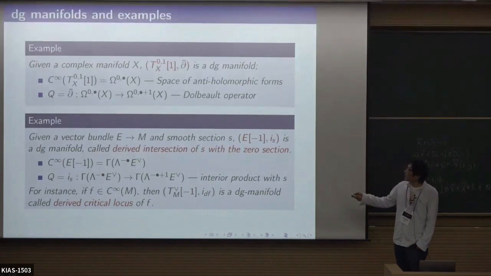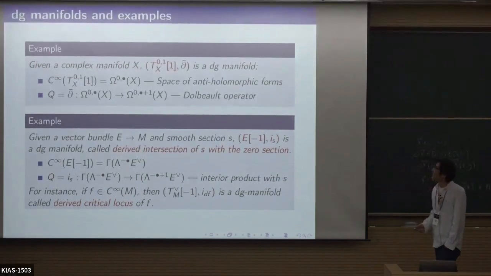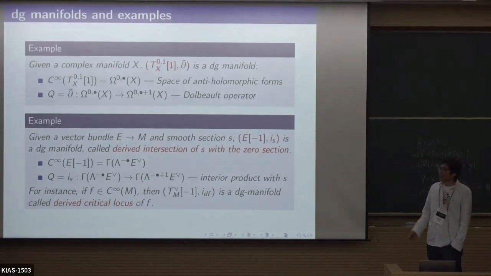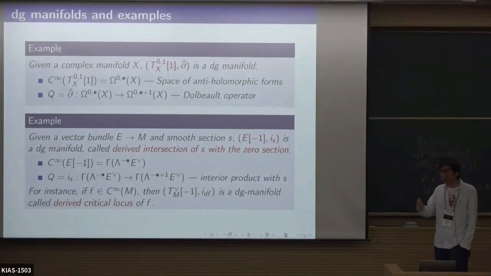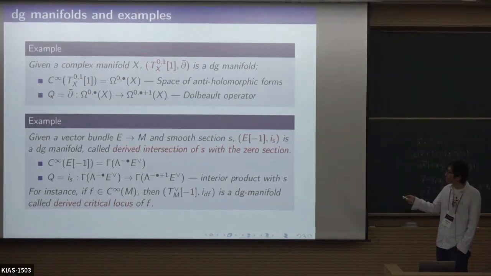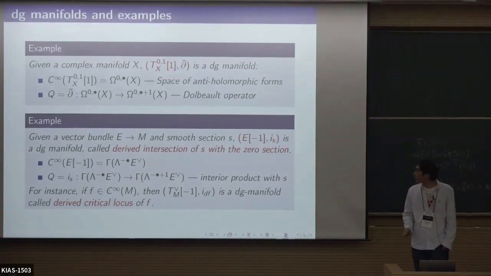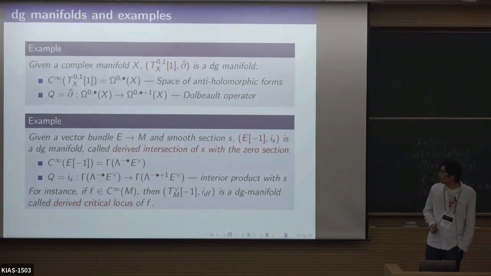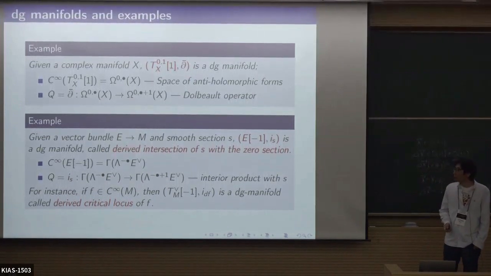So we have a complex manifold X. And then we're going to look at the anti-holomorphic tangent bundle of X, and then shift the fiber of this by 1, so that the fiber of this T01 shifted by 1 has degree -1. And then the homological vector field is going to be the Dolbeault operator.